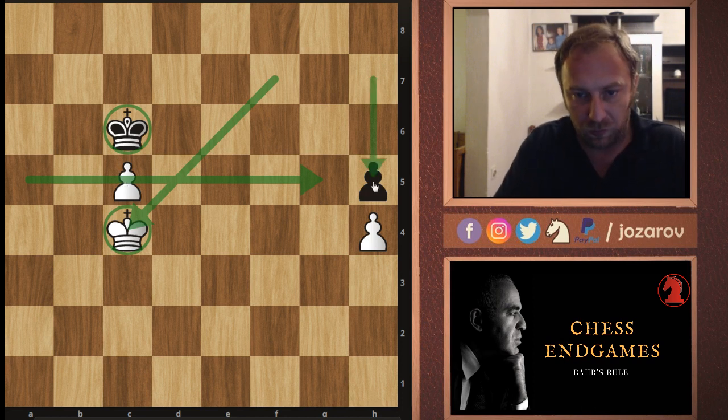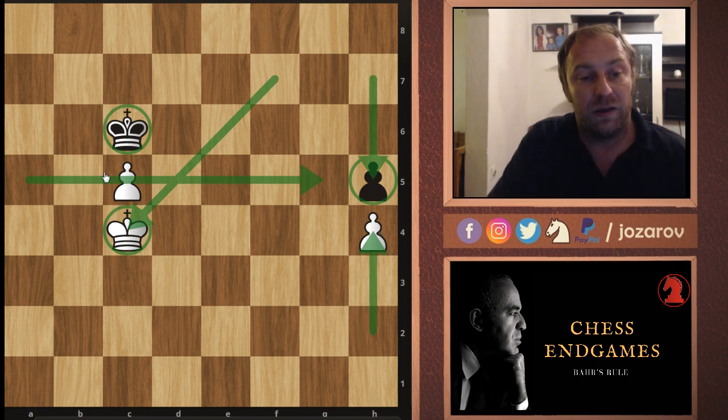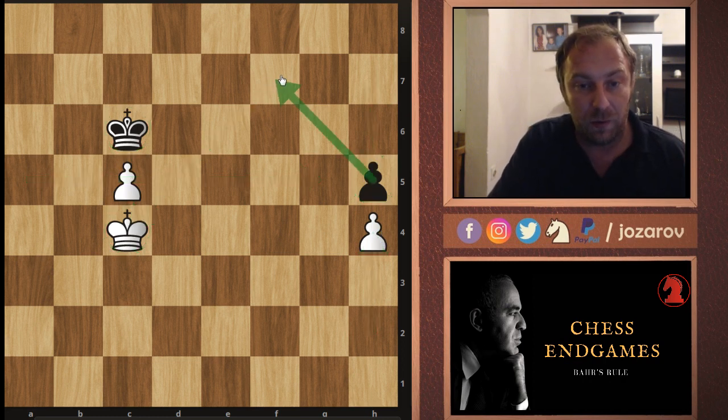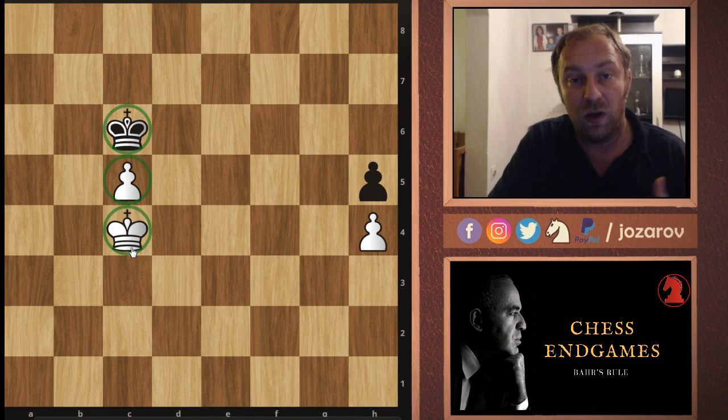We have the pawn on the fifth rank. As I said, we could place it also on the fourth rank. The other thing is we have white's pawn above this diagonal. This is very important, and we have this direct confrontation with the pawn and the king. So let's see the possible outcome.